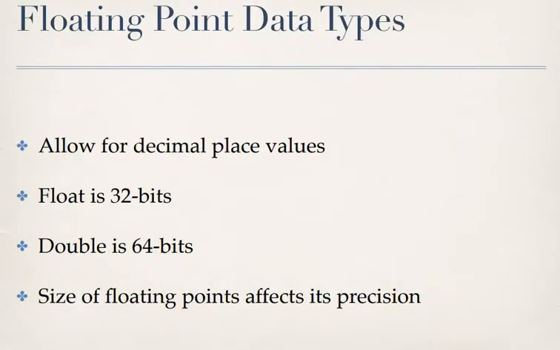Floating point data types. Float, which allows decimal values. The float is 32-bit and double is 64-bit. So the difference between the float and double is, as we know, the precision.